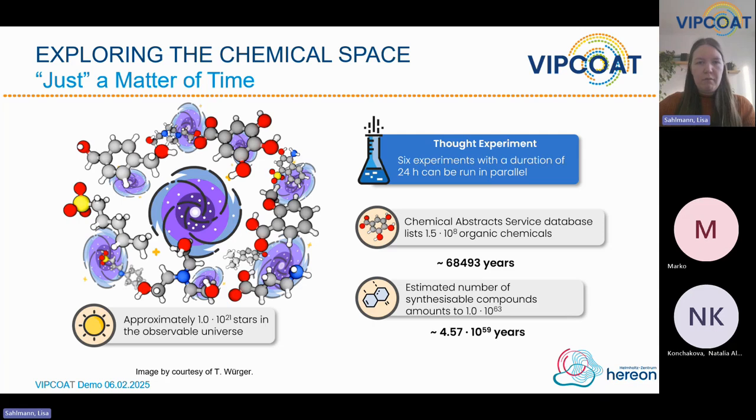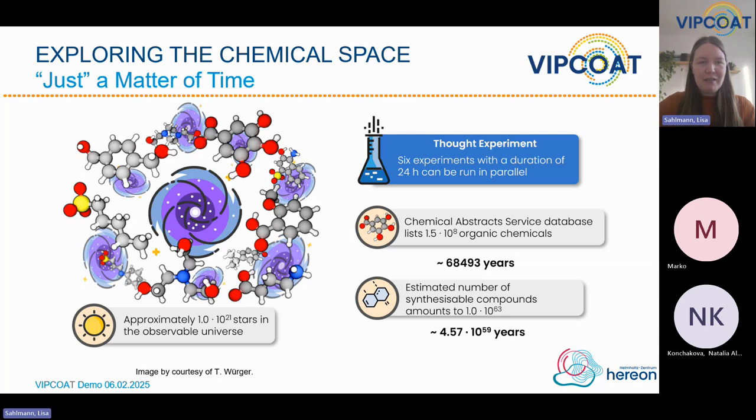If you can run maybe 6 experiments in parallel, which run for 24 hours each, then if you want to test all the organic compounds in the Chemical Abstracts Service database, you would need around 68,000 years. And if you even imagine that there are 10 to the power of 63 synthesizable compounds, you would need 10 to the power of 59 years. And we wanted to finish the project a little earlier, so we had to come up with a new idea.